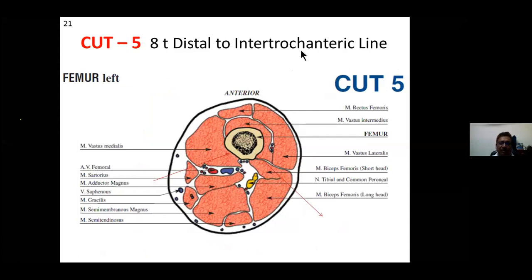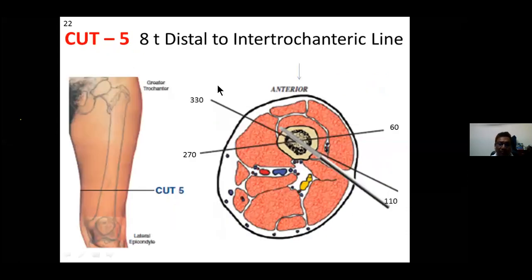Now cut five, it is 8T distal to the intertrochanteric line. There is an arc. You can see a line, red line here and here. There is an arc from 110 to 270 degrees, and it is safe for wire insertion. The posterior zone from 120 to 260 degrees must be avoided. Here are the neurovascular structures. Wires can be placed here at 60 to 270 degrees and 110 to 320 degrees.